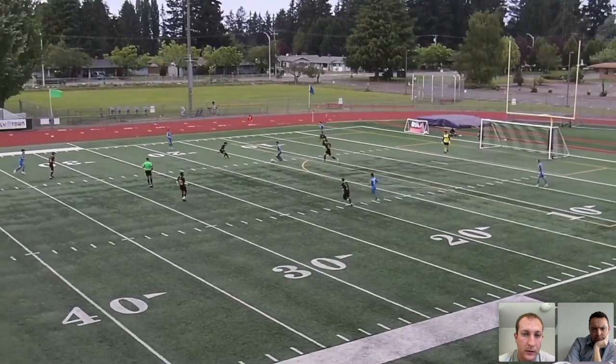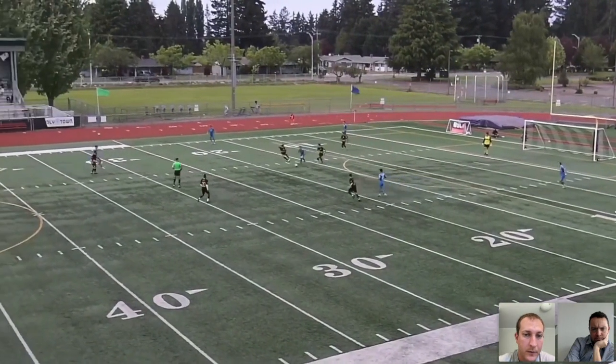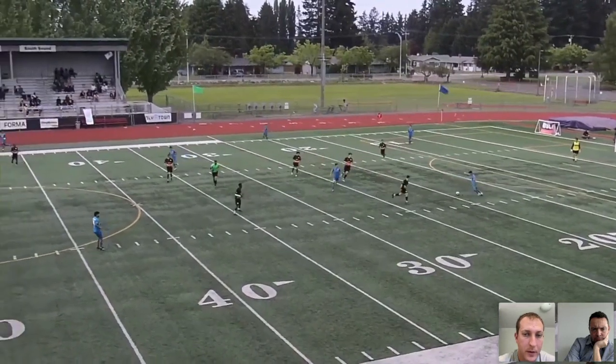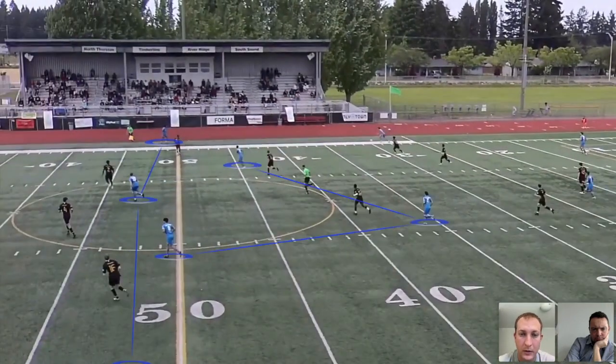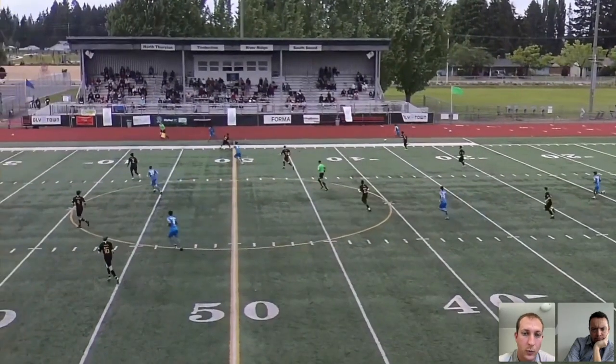All right, so we break that line, that initial line, and you can see the space that we have in behind their midfielders as well. And this little interchange I like a lot. So first of all, you can see how our attacking midfielders have a lot of space in behind their midfield line and in front of the back line. So that was something that we looked to exploit in this game.